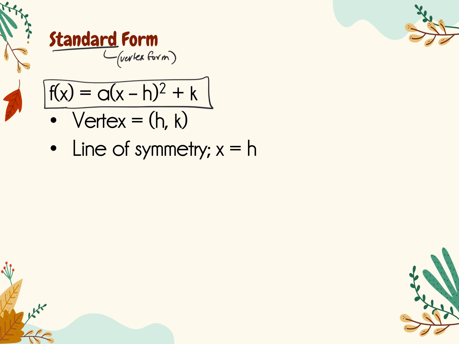We said, oh, remember that the H is your shift left or right, your K is your shift up or down, and A, again, is the same with the whole vertical stretch, vertical compression, opening up or opening down, meaning reflections or not. So your vertex of your graph, when you're going to graph these, is going to be the H and the K values, and your line of symmetry is going to be a vertical line through H. So it's going to be X equals H. So we're going to do a lot of work with these, okay?